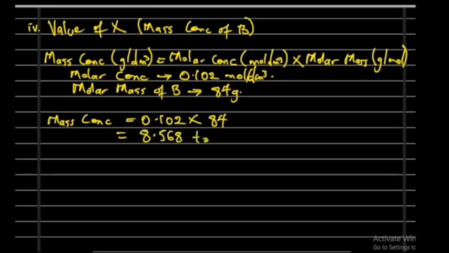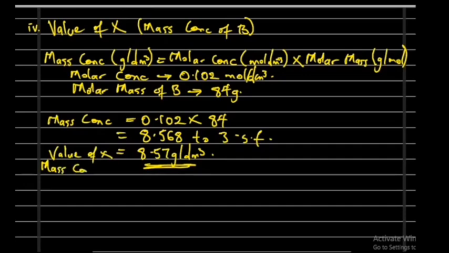So doing that calculation now, we'll be having it to be 8.568, and then this answer in three significant figures, we have it to be 8.57 grams per dm cube. So this is going to be the value of our X, or the mass concentration of B. So that is our answer there. So that is about question 1.